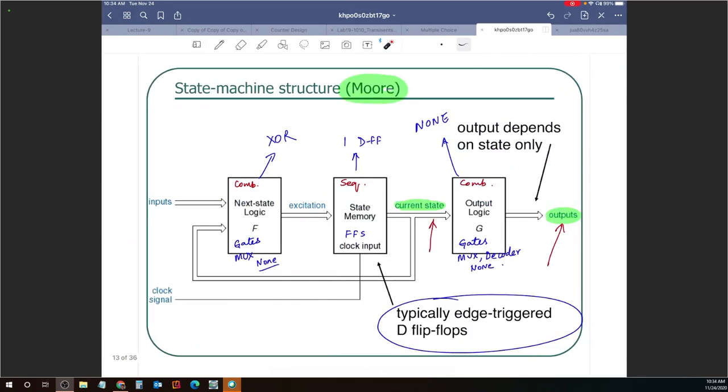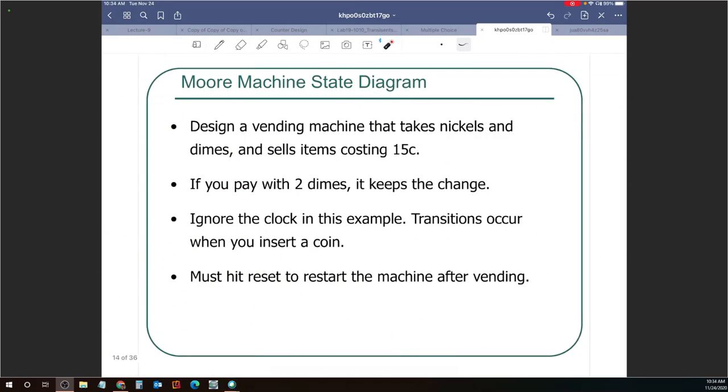We were talking about this particular example here in which we were designing a vending machine. That was our finite state machine we were designing. The vending machine takes in two types of inputs, nickels and dimes, and vends an item for 15 cents. And one of the assumptions that we made was that the machine keeps the change. So if you were to give it 2 dimes, say 20 cents, then it would keep the 5 cents change, but it would still vend you the item.